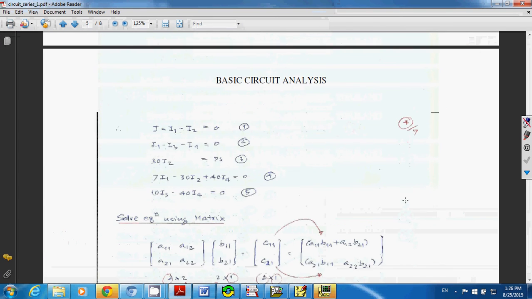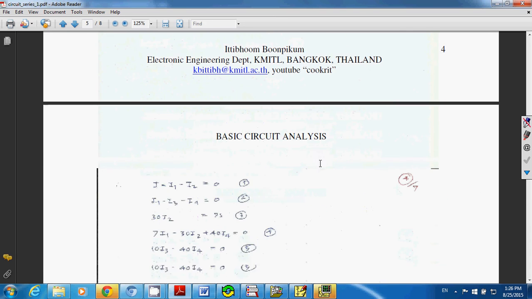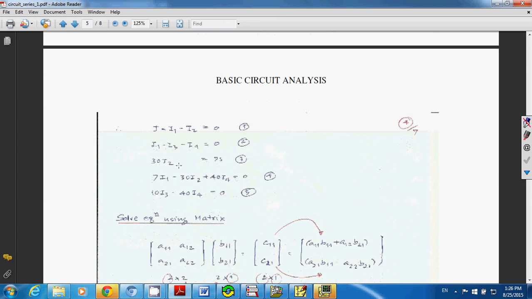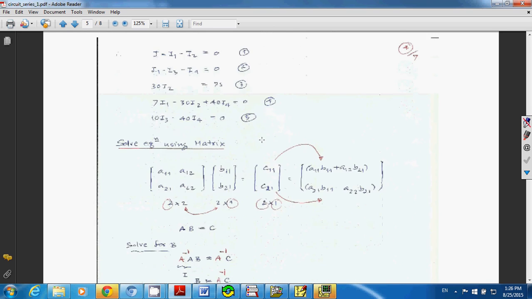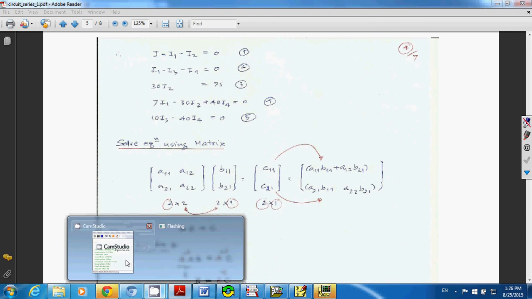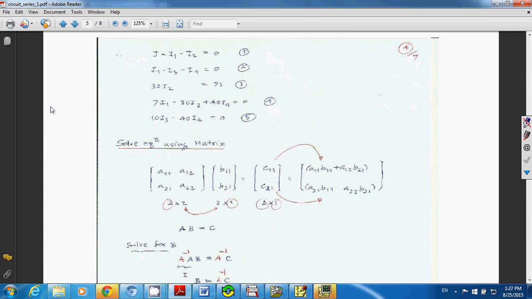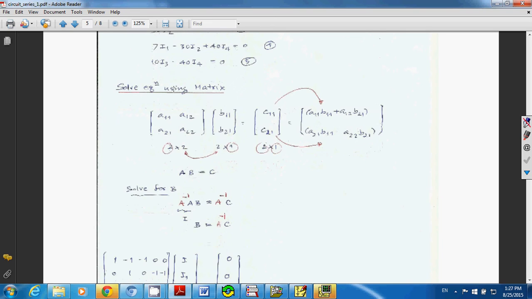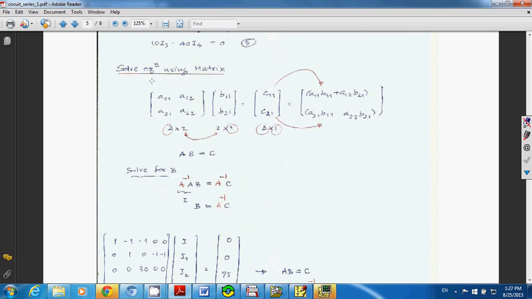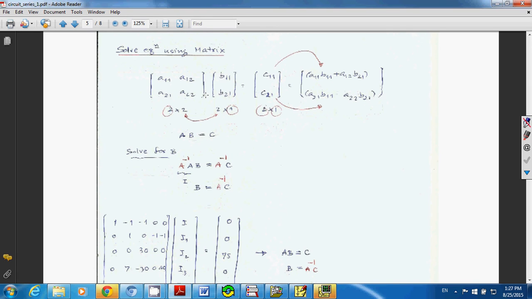Now let's move on. So I rearranged all 5 equations. Just put all the currents on the left side of the equations and put the numbers on the right side. Now you probably understand how to analyze a simple circuit, but at this point I want to mention how to solve equations using matrices, because we are dealing with many unknowns. So sometimes it's going to be more helpful to use a matrix to solve the equations for you.